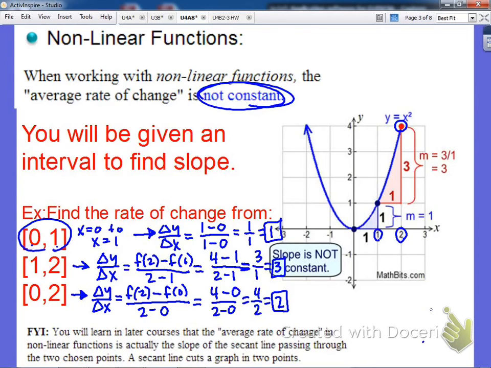Okay, so notice down here it says you will learn in later courses that the average rate of change in nonlinear functions is actually the slope of the secant line passing through the two chosen points. The secant line cuts a graph in 2 points. All right, so here's what I'm trying to highlight to you right now. When you're looking for the average rate of change in a nonlinear function, it depends upon the interval that you're talking about. For instance, the interval from 0 to 1 gives us a slope of 1. The interval from 1 to 2 gives us a slope of 3. And the interval from 0 to 2 gives us a slope of 2.